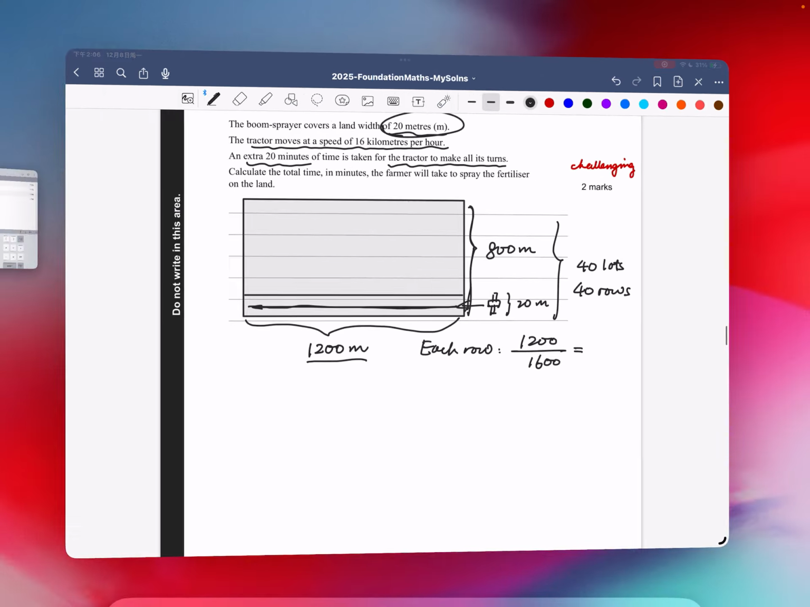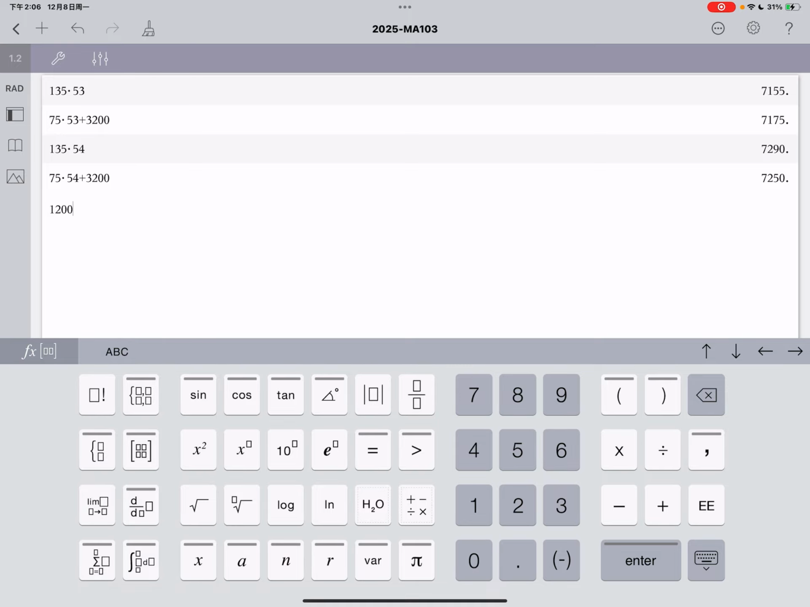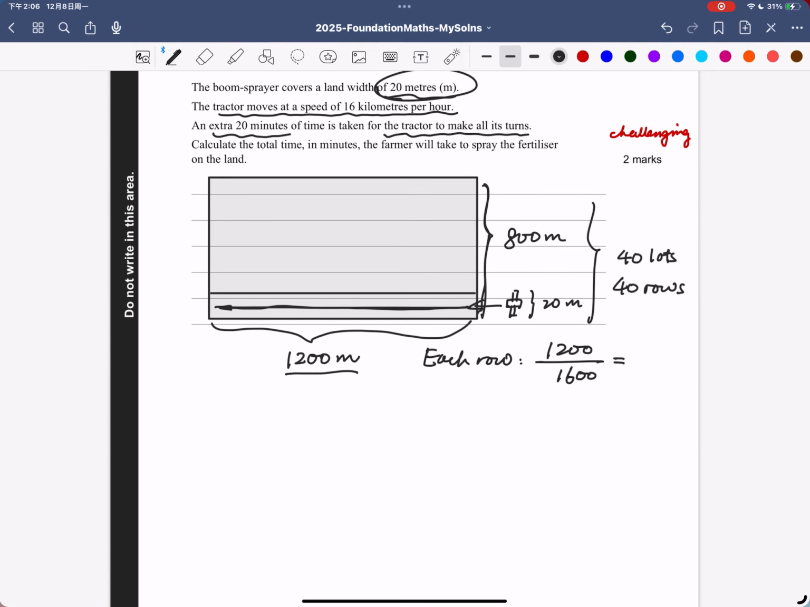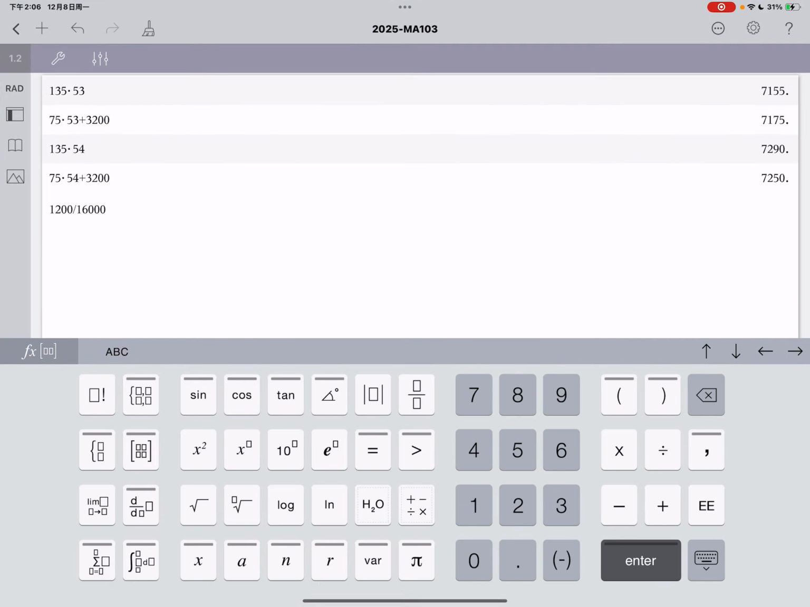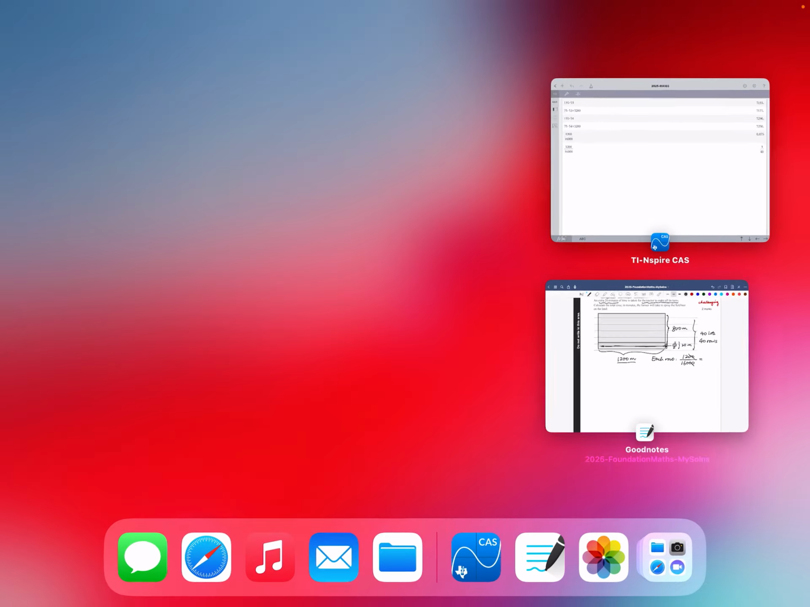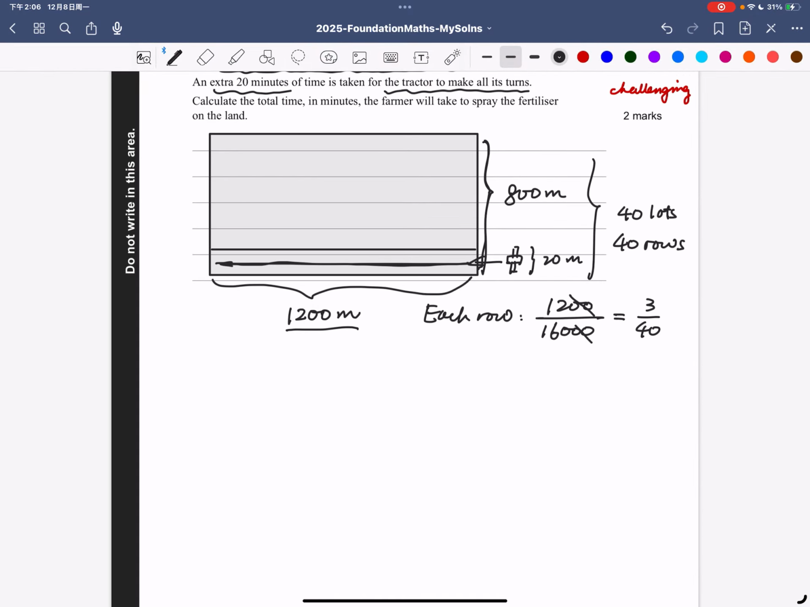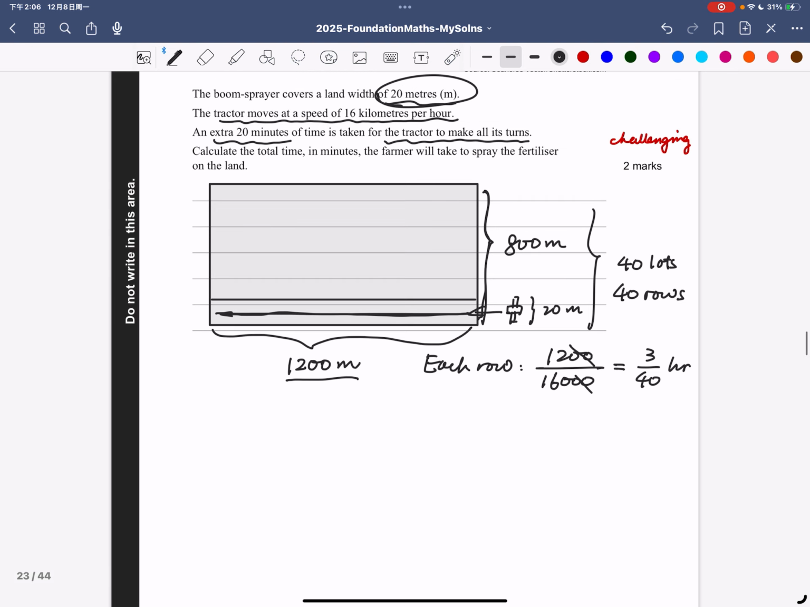Let me just do that calculation quickly. 1,200 divided by 16,000. Actually 16 kilometers. That should be an extra 0 here. Let me just do that properly. Yep. So you get, let's say, 0.075, or let's say 3 out of 40 hour, okay? And then because we have 40 rows, 3 over 40 times 40, that's 3 hours.